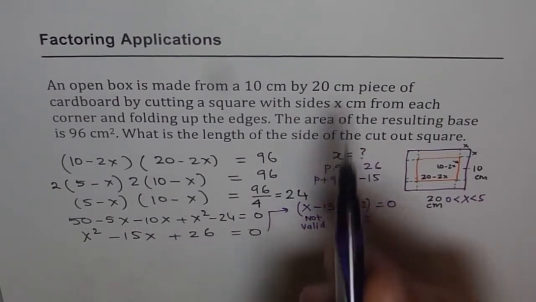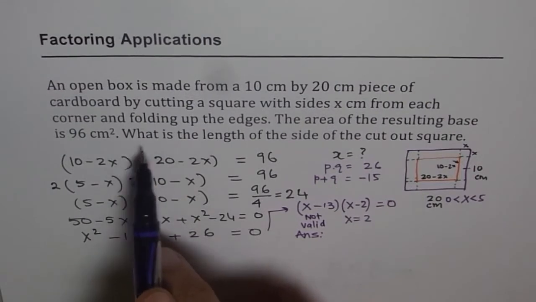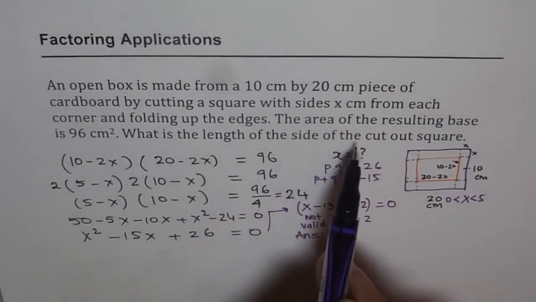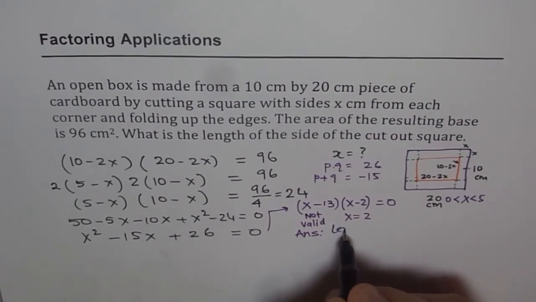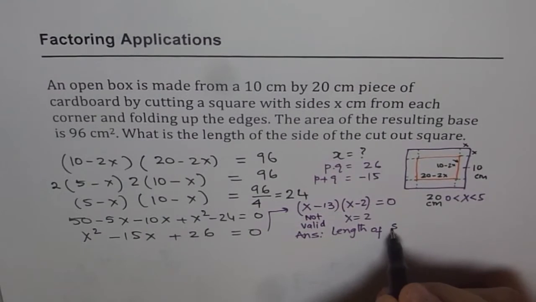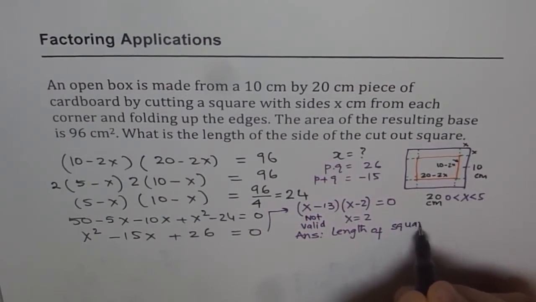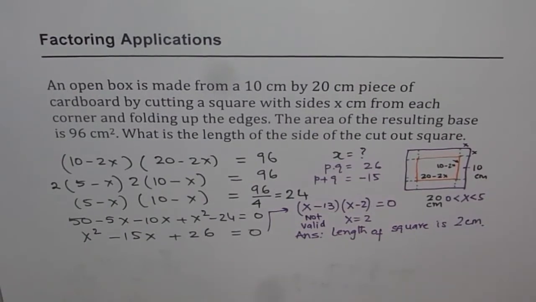And since the units are in centimeter, we can write down our answer. That is, what is the length of the side of the cut out square? That x equals to 2, or length of square is 2 centimeters. So that is how we should do such questions.